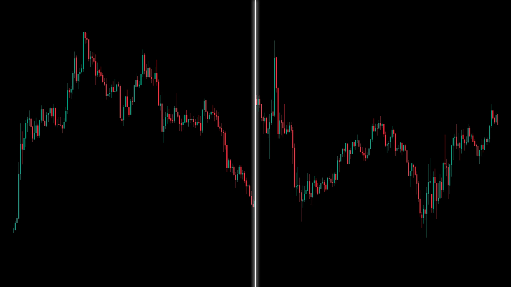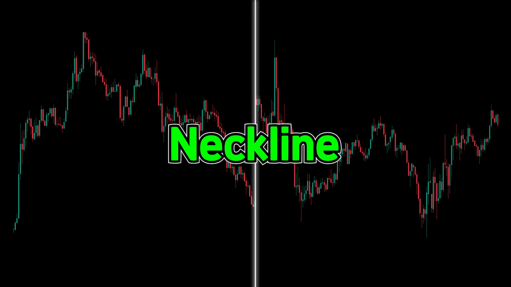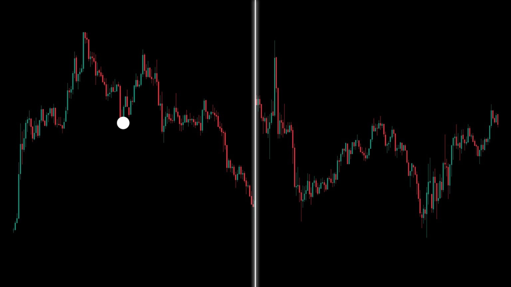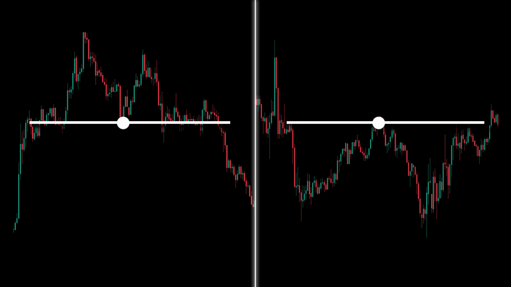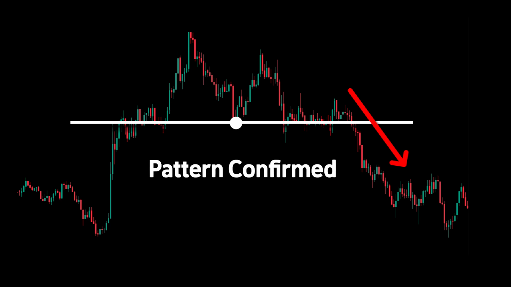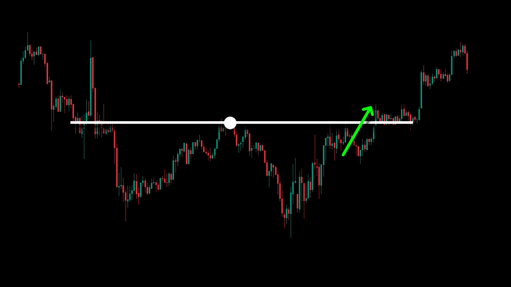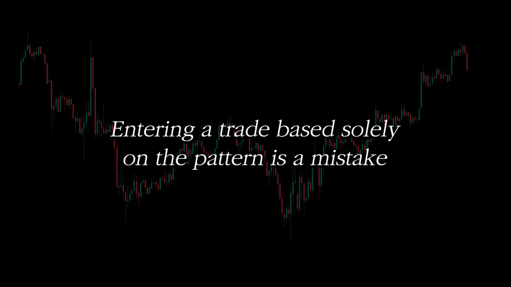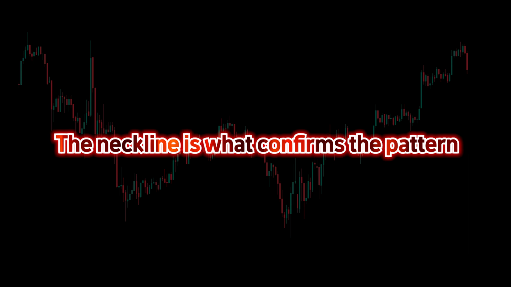The third condition is the most important one: neckline confirmation. The neckline is a horizontal line drawn across the trough between the two peaks in a double top, or the peak between the two lows in a double bottom. For a double top, the pattern is only confirmed when price closes below that neckline on a candle close. For a double bottom, it's confirmed when price closes above the neckline. Entering before that happens is the most common mistake traders make. Until the neckline is confirmed, you don't have a pattern, you just have a shape.